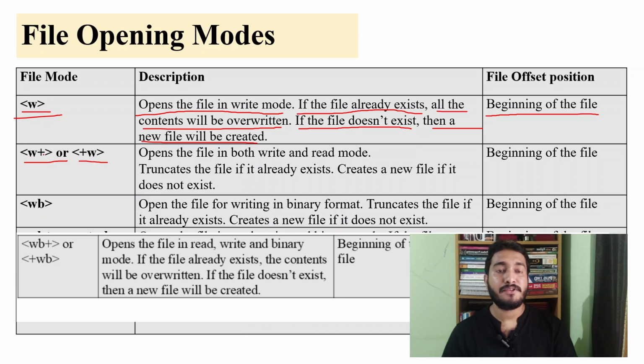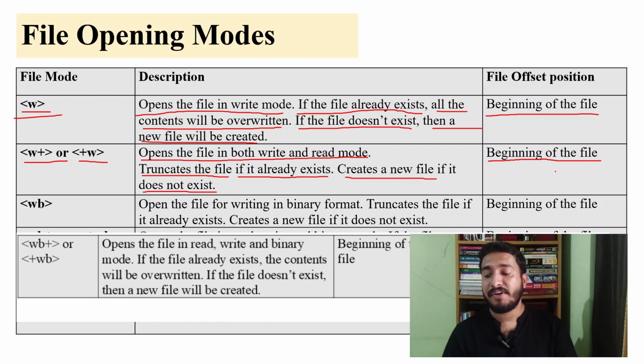W plus or plus W. So W plus is used to open a file to perform reading as well as writing operations. You can write either W plus or plus W. Both are fine. It opens the file in both write and read mode. It truncates the file if it already exists. It creates a new file if it does not exist. It truncates all the contents of the old file and opens it as a new file.